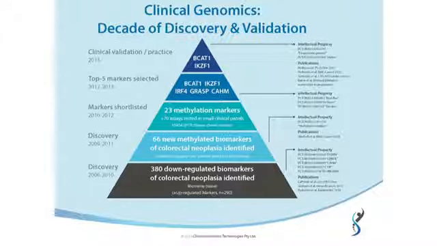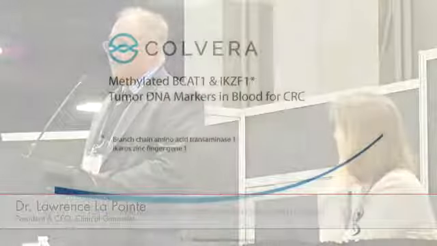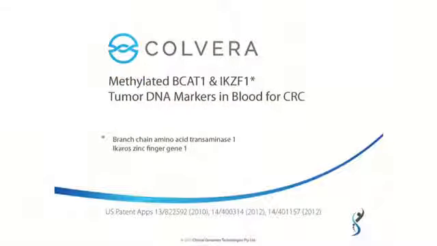Ultimately, for our product, which we've now described as Colvera, we selected 2 gene markers that are hypermethylated early in the neoplastic process and then persist through late-stage cancer: branched-chain amino acid transaminase 1, BCAT1, and the Ikaros zinc finger gene, IKZF1. Now, our work was really about identifying diagnostic tools, not biological targets, for instance for drug therapy. But there's a lot of interesting science on these markers in the last couple of years.